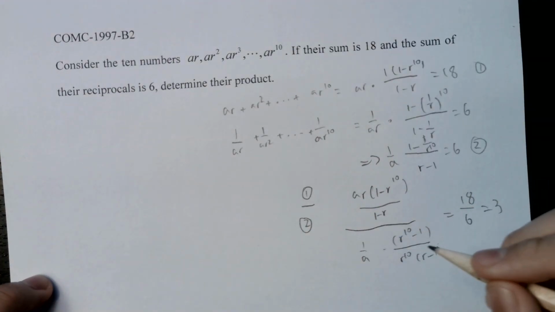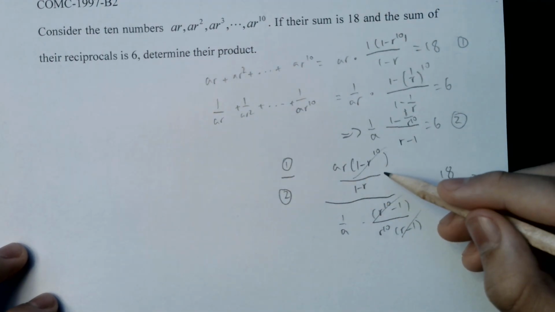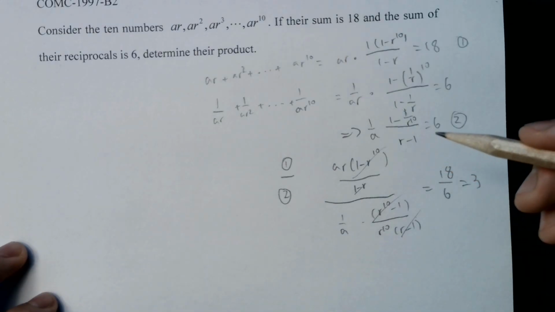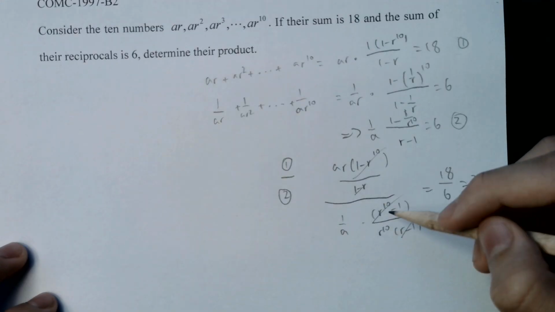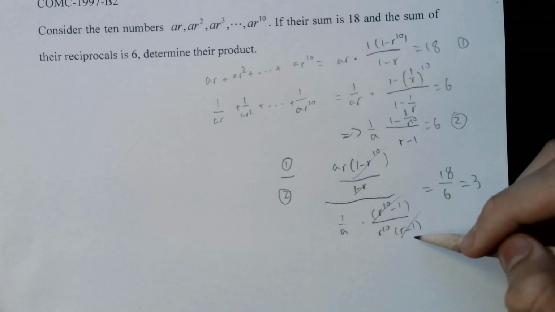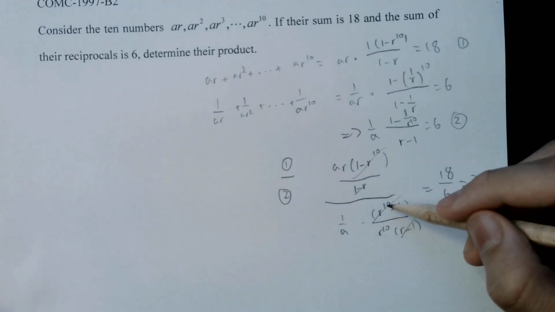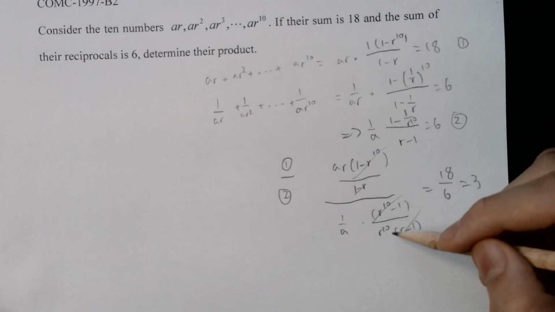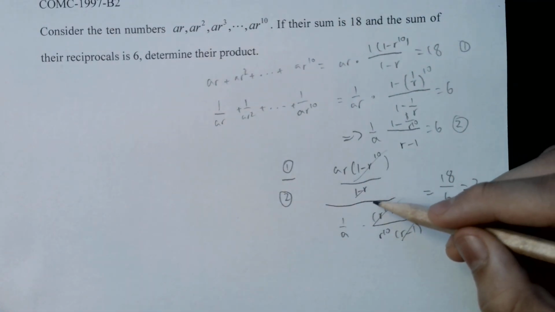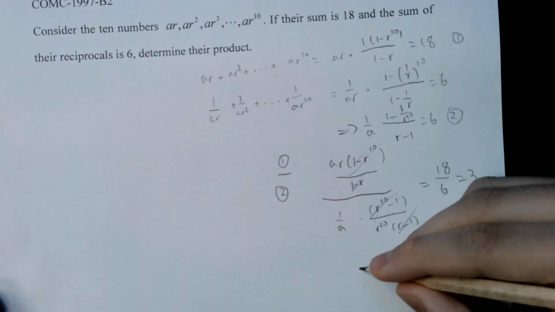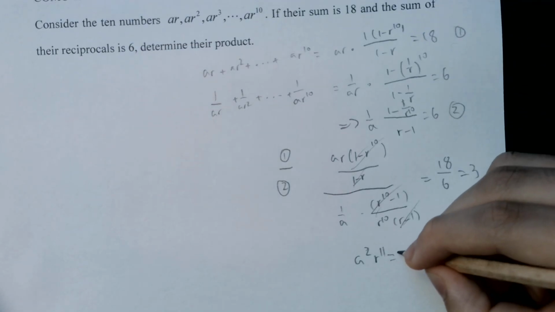And if you simplify this, as you can see here, you can get rid of this, this, and this. And the reason why you can get rid of this is that you can just see here that 1 minus r to the power of 10 and r to the power of 10 minus 1 are the same thing, but there's a negative sign in between, and same thing with this. So since 1 minus r to the power of 10 is just the negative equivalent of r to the power of 10 minus 1, and vice versa with r minus 1 and 1 minus r, we can just cancel these both out, and what's left is going to be a squared times r to the power of 11, which is going to be equal to 3.